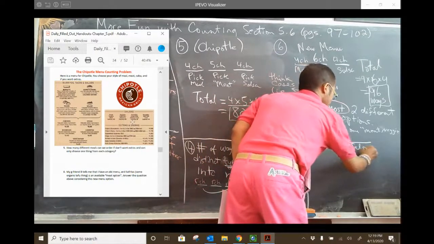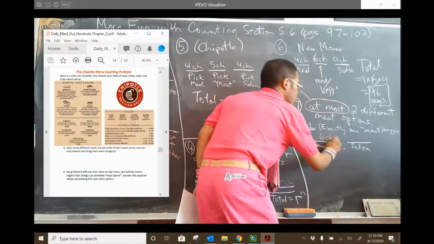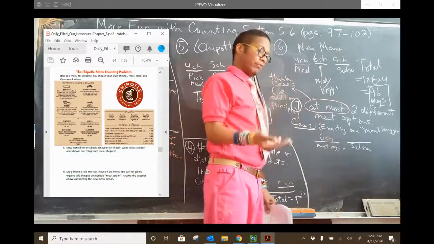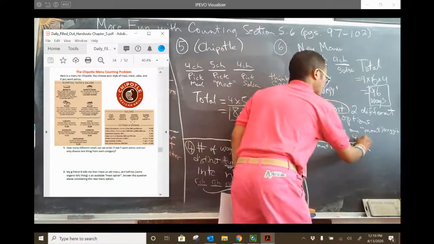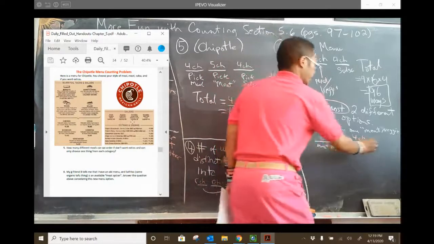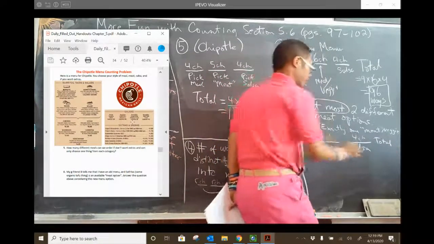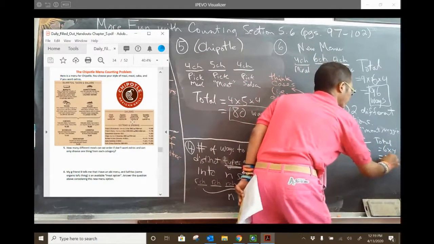The meat veggie is clearly 6 choices: the 4 actual meats, and then the vegetarian is the 5th, and the sofritas is the 6th. And the salsa, there's 4 choices. So the total number of ways to do this job is 24 ways. 6 times 4, which is 24 different ways.